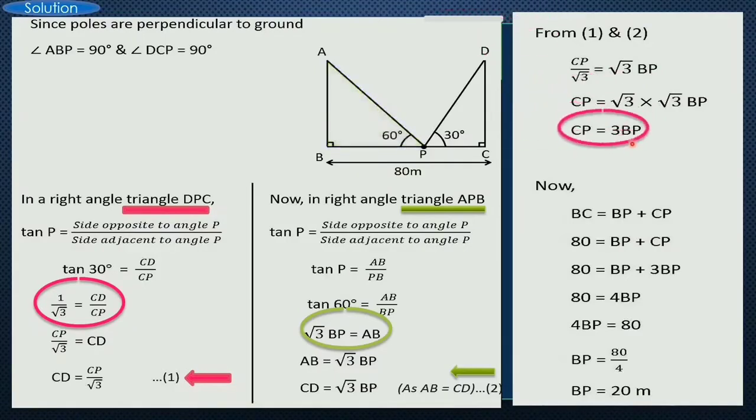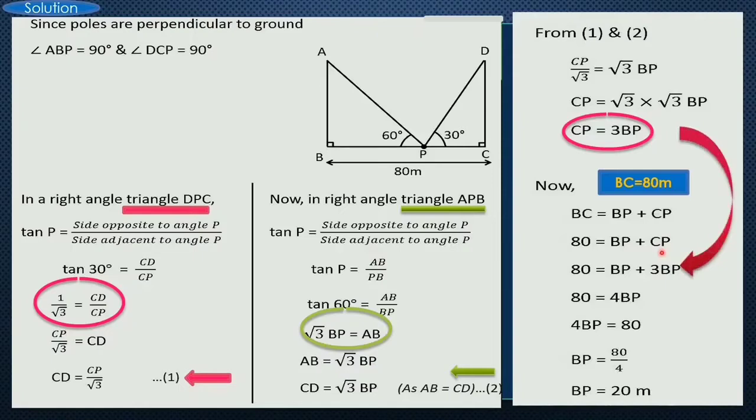Now what we will do, as you know that BC is equal to 80 meter, right, length of road. So can I write this BC as BP plus CP? So yes. Now substitute the value in place of BC, put 80, BP as it is, CP as it is. But again in place of CP we will put the value, that is 3 times of BP. Now here BP plus 3 times of BP is equal to 4 times of BP. So it means the value of BP is what? 20 meters. So here I got the value of BP.